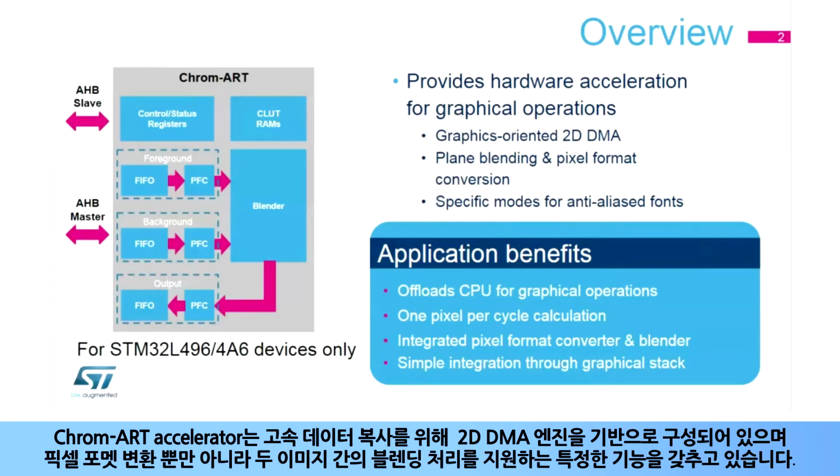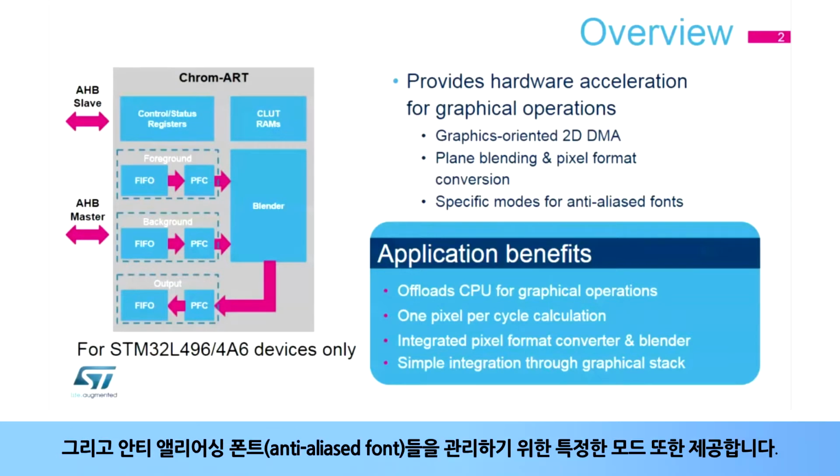The ChromART accelerator is built around a 2D DMA engine for fast data copy with specific functions to support pixel format conversion as well as blending operations between two planes. It also provides specific modes for managing anti-aliased fonts.